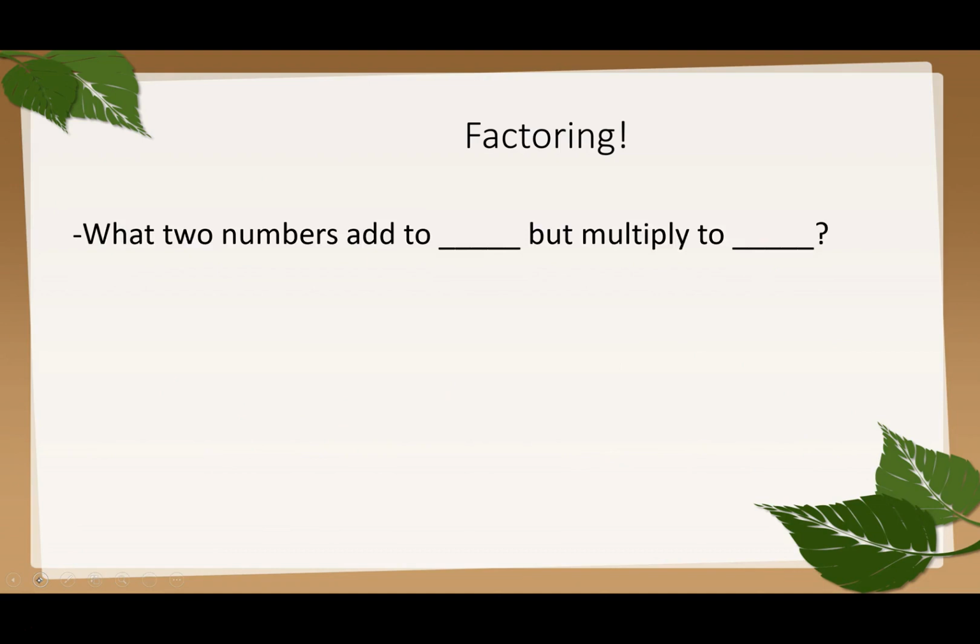All right, let's try another one. Let's try having x squared plus 9x plus 14 equals 0. So we're saying what two numbers add to 9 but multiply to 14. Okay, we'll pause the video until you've got it.